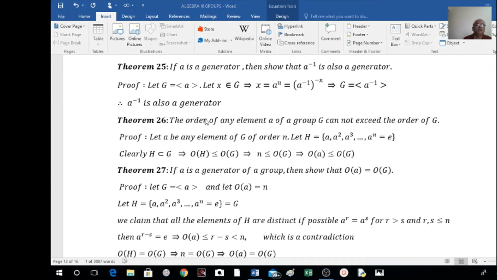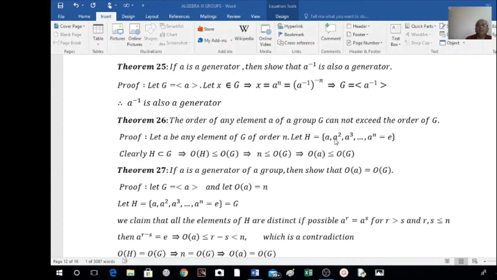Now here, a is an element of G, therefore a is an element of H. And similarly, a is an element of G, therefore a square is an element of G also. That is, A belongs to H, A also belongs to G. A square belongs to H, and as A is an element of G, A square is also an element of G. A cube belongs to H, A cube also belongs to G. A raised to n belongs to H, and A raised to n also belongs to G. That means H is a subset of G.